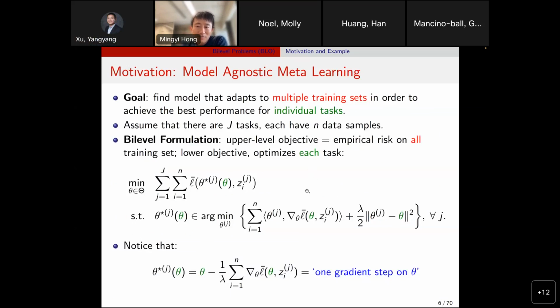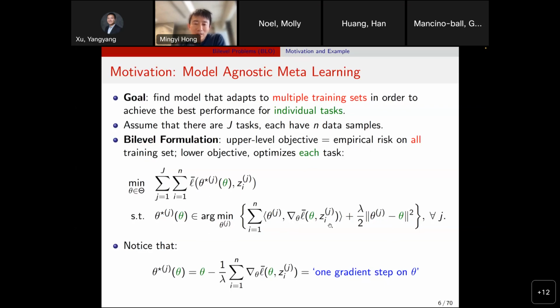And then here the bilevel formulation is the following. The upper level objective is the empirical risk for all the training sets. So here it is basically summing over all the data and all the sets. And then theta star is the optimizer for that particular problem. Z_i is the data. And then the lower level problem says that for each task, I want to find an optimal solution for that as well.